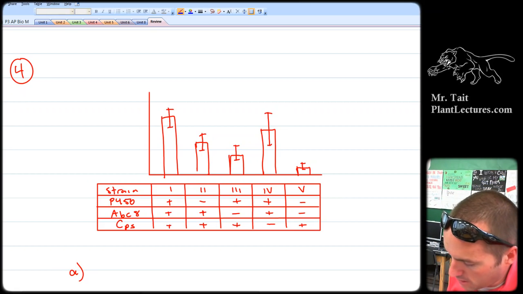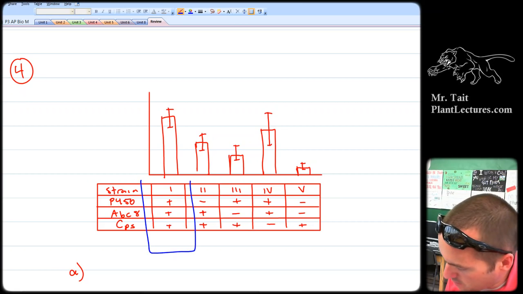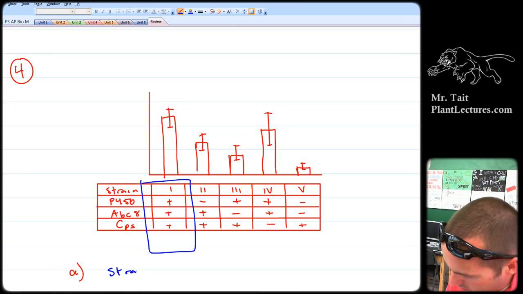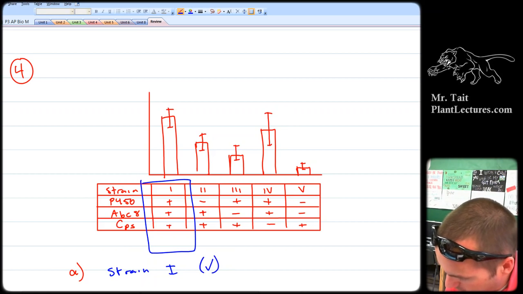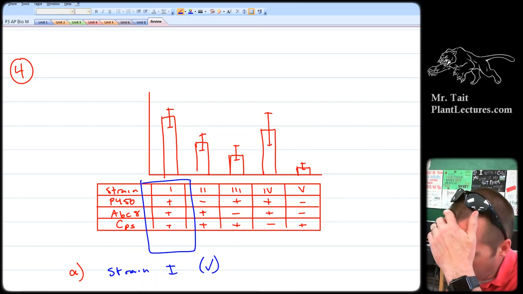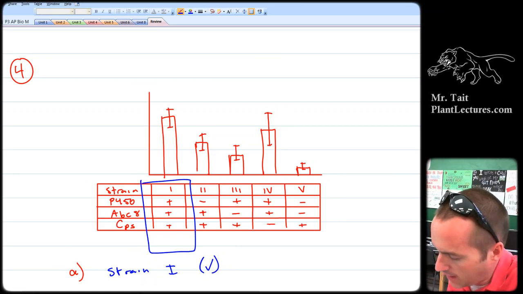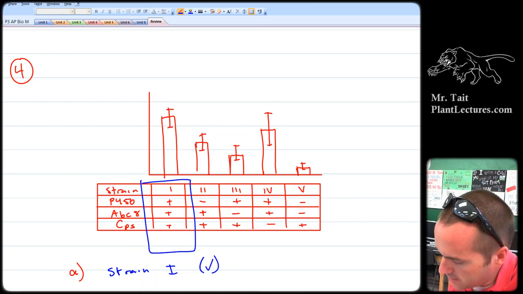Well, if we look at here, this one was the one where they didn't delete anything. So the control strain was strain 1. Identify. Okay. And justify the claim that ABC8 is effective at providing resistance to beta cyfluthrin.